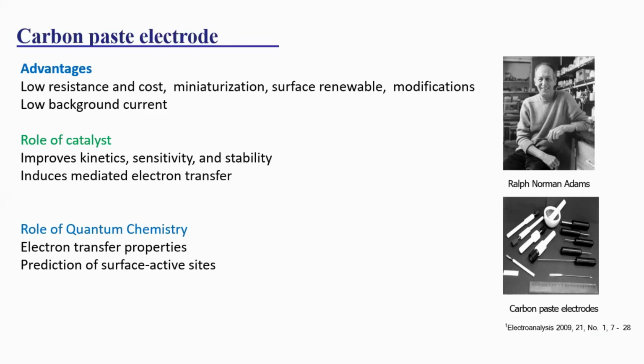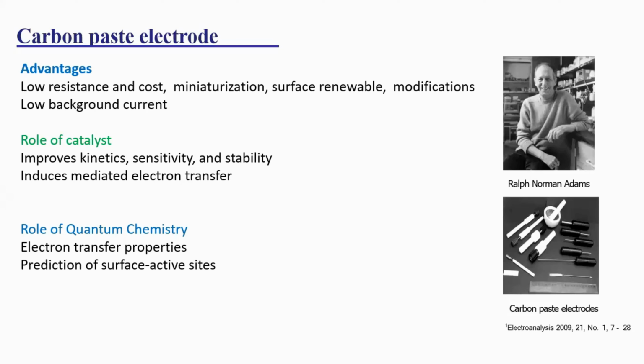So what Professor Ralph Norman Adams, commonly known as Professor R.N. Adams, did was think of an alternative. He made a carbon suspension, and instead of dropping mercury, he started to use dropping carbon. Slowly he modified the methodology and developed a new type of electrode system, which is nothing but the carbon paste electrode.